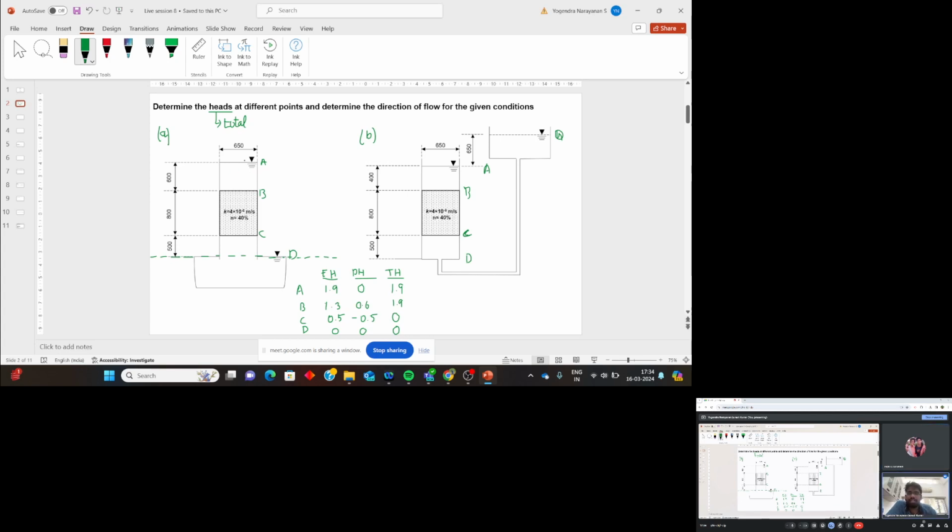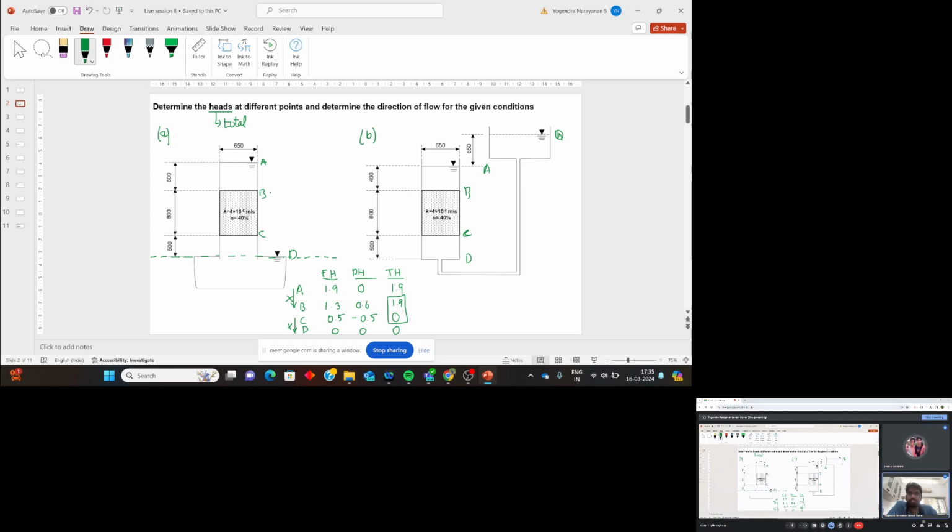That means this is entirely the water column, where flow does not take place. And if you consider CD, is there any flow? No, the total head difference is 0. So from A to B there is no flow, and from C to D there is no flow. Now there is a flow from B to C. There is a difference in total head. So in which direction does it have to flow? B to C.